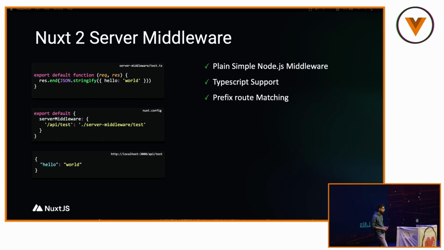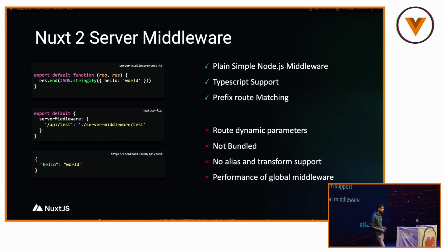It's plain and simple. We already had TypeScript support in one of the releases of Nuxt 2, and we also had a basic router system using prefixes. But it has some limitations. First, we couldn't have a dynamic path in the routes. If you want something like hello/name, where the name part of the route is dynamic, we couldn't support it in Nuxt 2 because it was super simple.